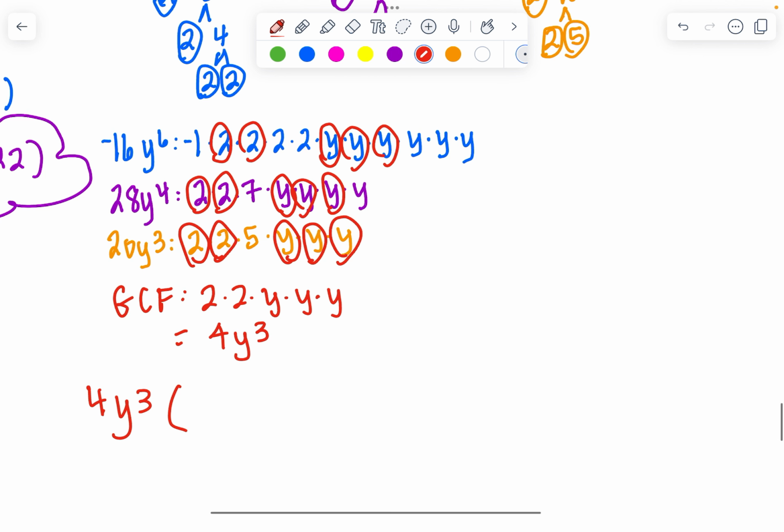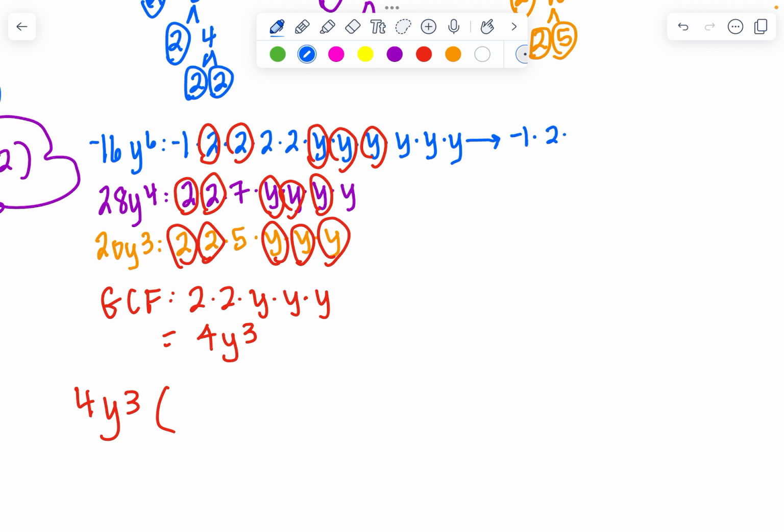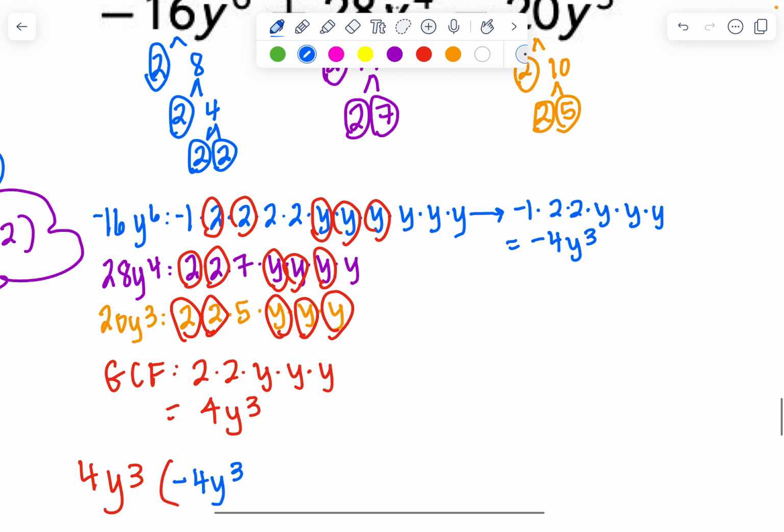If we look at our negative 16y to the 6th, what's left over here? Let's look at what's left over. We have a negative 1, a 2, a 2, a y, a y, a y. And if I put all those together, I would get negative 4y to the third. Same as our GCF, it looks like.